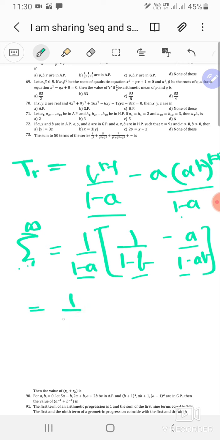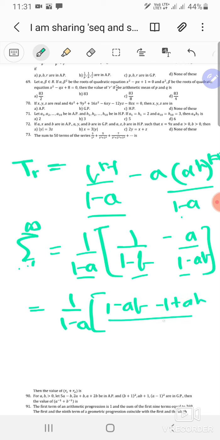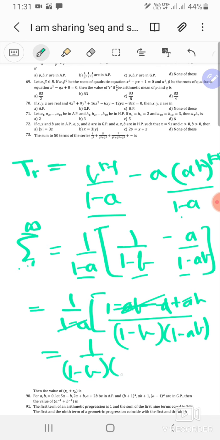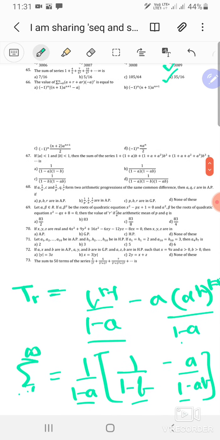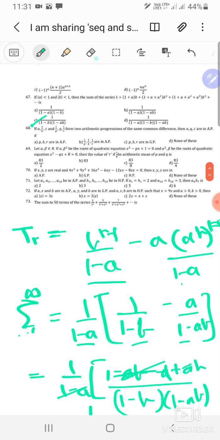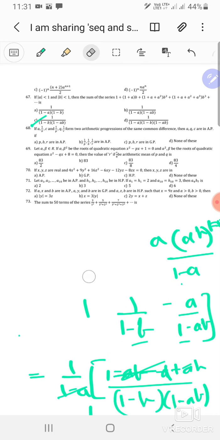So that's supposed to be 1 upon 1 minus A. Let's simplify this. So (1 minus AB) minus (1 minus B) times A, upon (1 minus B) into (1 minus AB). So this cancels, so it's supposed to be minus A over there. Okay, and you can see this is just 1 minus A over there, so that cancels with this guy. So it's supposed to be 1 upon (1 minus B) into (1 minus AB), which is, where is that option? So this is over there, 1 minus B and 1 minus AB. Okay, so let's move on to the next question.